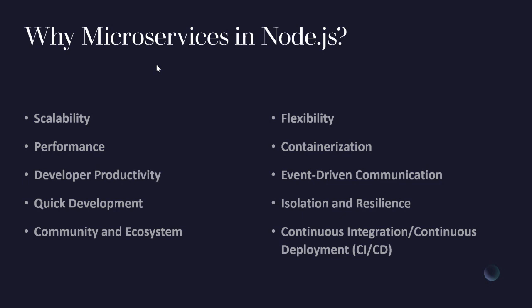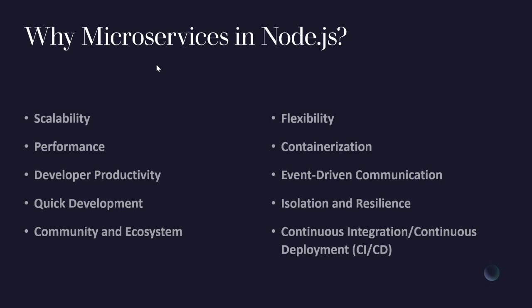Next one is containerization. Node.js applications can be easily containerized using technologies like Docker, which is very popular nowadays, making it straightforward to package and deploy microservices in a container platform like Kubernetes. The next one is event-driven communication. Node.js's event-driven nature aligns with the microservice pattern of communication through messages and events. So you can use libraries like RabbitMQ or Kafka to implement event-driven communication between microservices.